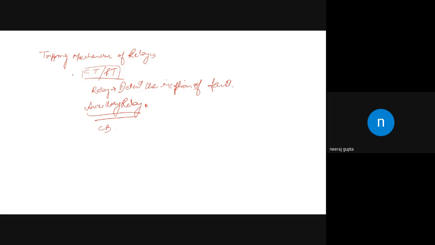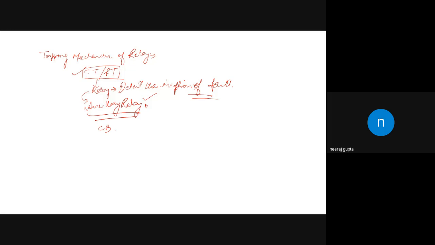What the CT and PT are doing is getting the information. These are the system transducers, giving the information to the main relay. This relay will detect the inception of the fault, and after that the isolation and other things are done by another relay, which is known as the auxiliary relay. Since the relay does the function of sensing and detection, its speed increases, and some relays may operate instantaneously depending upon the magnitude of the flowing current. So the question arises: what is the function of this auxiliary relay?